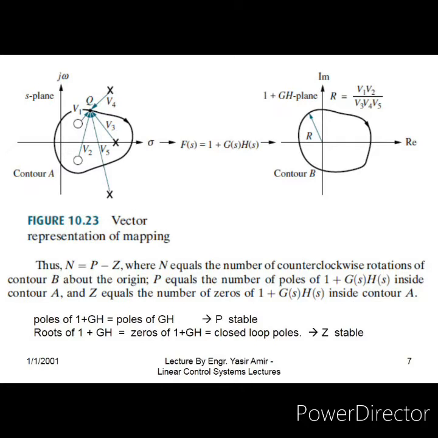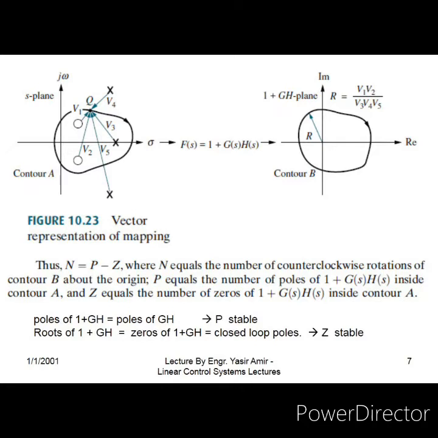1 plus GH is called the characteristic function, the characteristic polynomial. It's the denominator of the closed loop transfer function. Its roots, when we equate it to zero and then solve it, we get the roots. These roots are also called the zeros of 1 plus GH, and they are equal to the poles of the closed loop transfer function. The closed loop transfer function is G upon 1 plus GH.